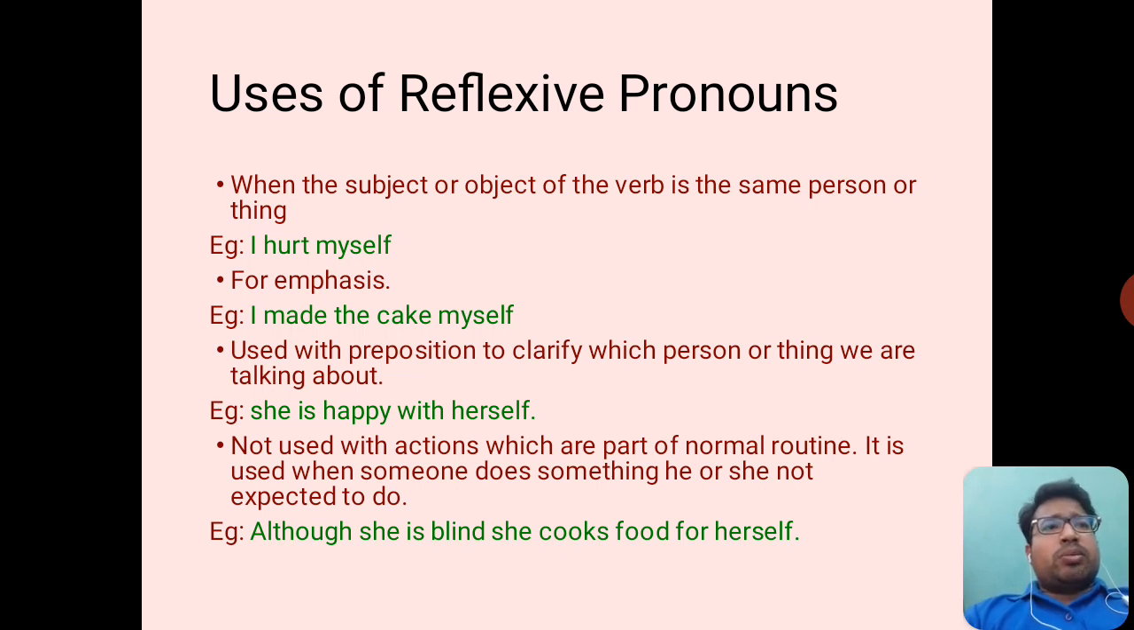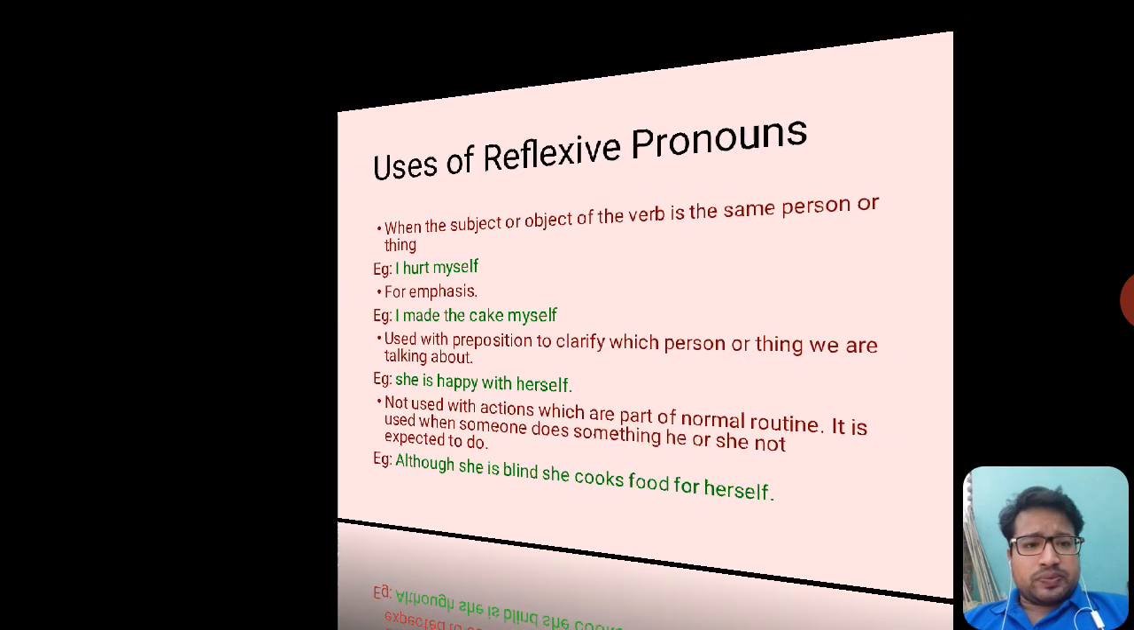One thing you need to remember about reflexive pronouns is that they are not used with actions which are part of a normal routine. The things that you do in normal routine cannot be expressed with reflexive pronouns. Rather, they are used when someone does something he or she is not expected to do. Means when we don't believe that someone can do something, and that person actually does, then we can use a reflexive pronoun. For example, although she is blind, she cooks for herself. So we don't expect her to cook for herself because she is blind. Even then she cooks for herself. So here herself becomes a reflexive pronoun.